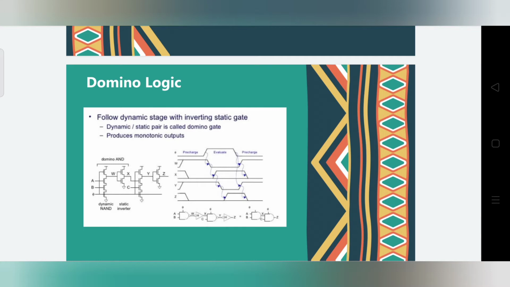It allows rail-to-rail logic swing. It was developed to speed up the circuits. Follow the dynamic stage with an inverting static gate. The dynamic and static pair is called a domino gate. It produces monotonic outputs. The monotonicity requirement is the basic disadvantage of the dynamic circuit. Here the domino logic overcomes that disadvantage.